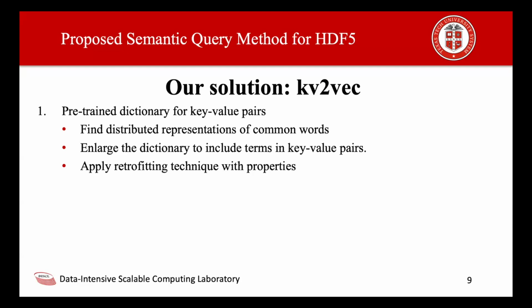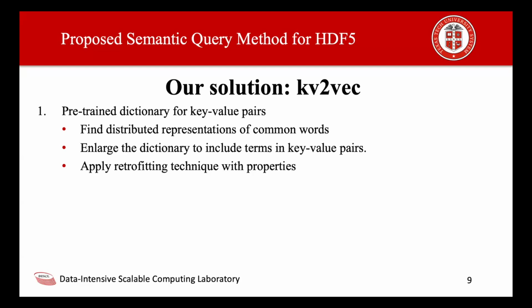The first part of this method is that we need to define a pre-trained dictionary for key-value pairs. First of all, we use the dictionary from word2vec. We can find distributed representations of common words. They can be generated from word2vec, GloVe, or fastText.